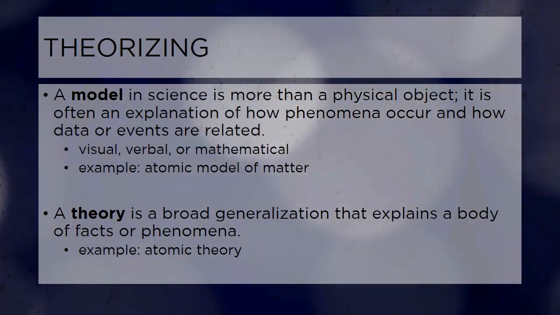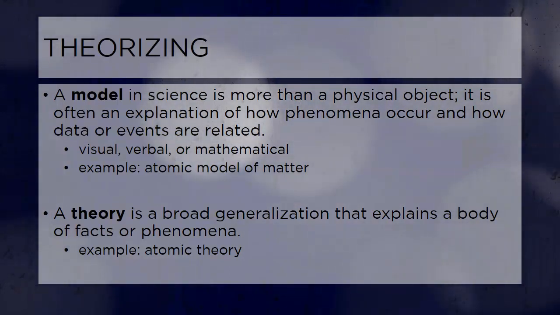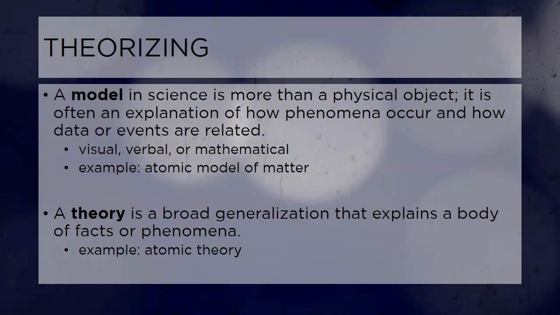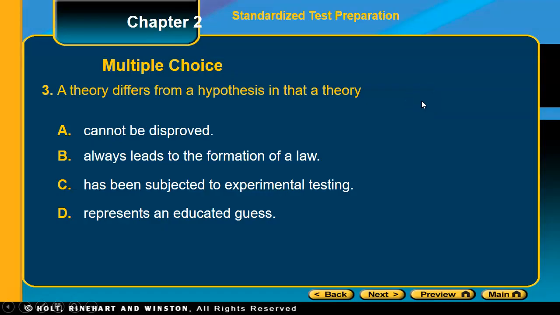So a theory explains the laws of nature, whereas a hypothesis is more of an educated guess. And I sort of gave you the answer there for this one. A theory is different because it has been subjected to more experimental testing. So the correct answer for that question in your notes is going to be C.